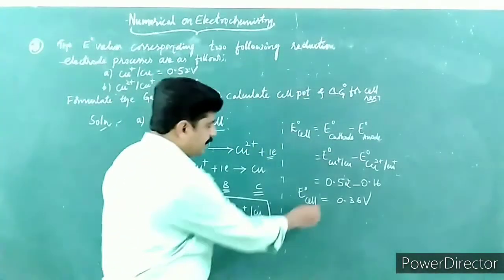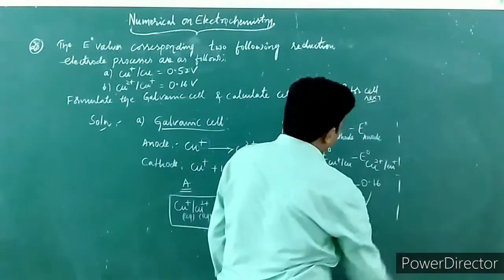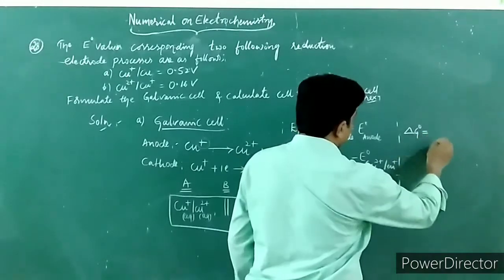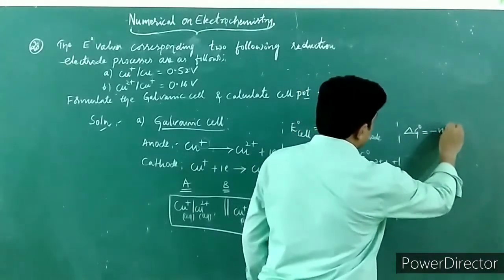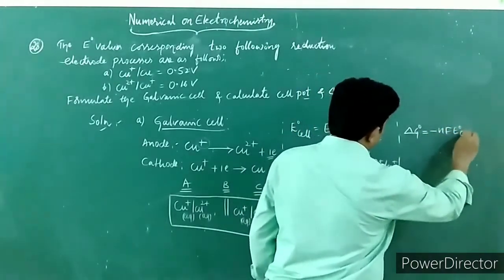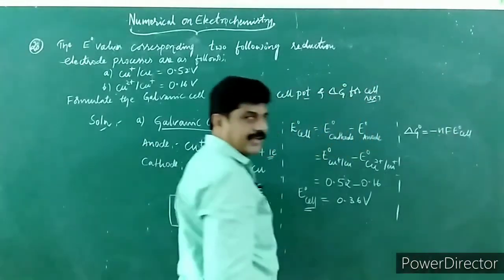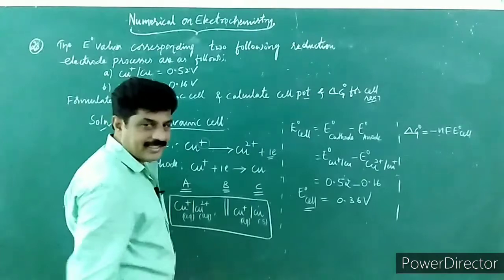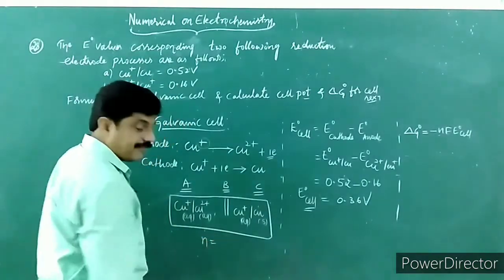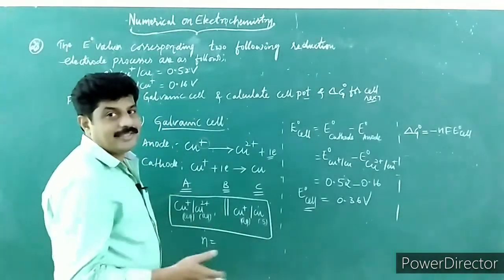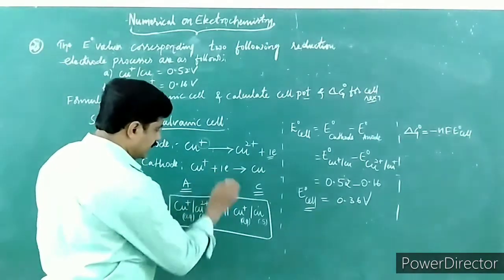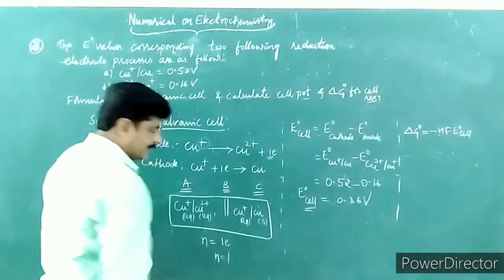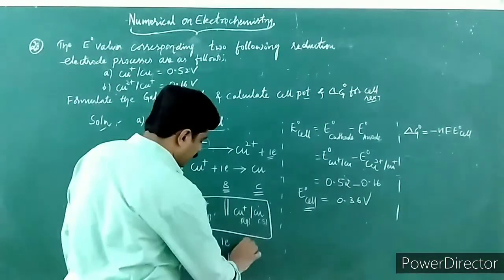Is it not? Once you find the E naught cell, now I'll go for the third part, that is delta G naught. Delta G naught is equal to minus nFE naught cell. Now n we need to find out. Look at here, children. Now how many electrons are transferred here? N is nothing but the number of electrons involved in the reduction process. That is, for the reduction process, 1 mole of electrons are involved. That means n is equal to 1. Hope you got it. And F is what? How much?